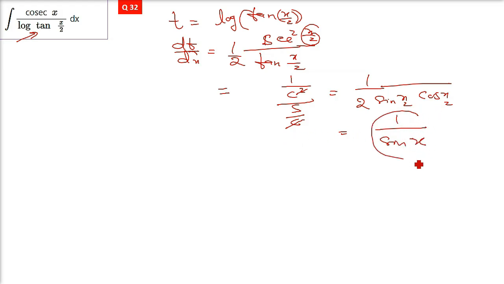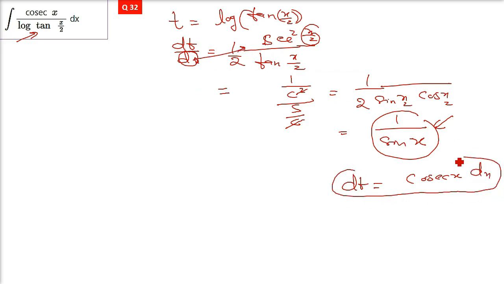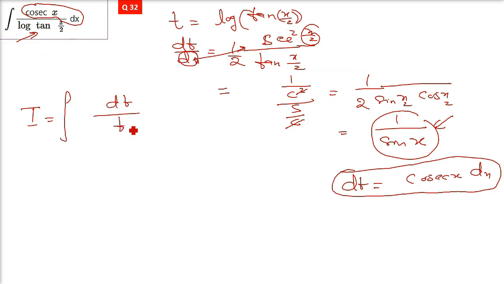Now you need this cosec x in the numerator. So you just take it into the numerator. It will be cosec x. So let me tell you again, 1 by sine x is cosec x. So dt is equal to cosec x dx from here. Now this numerator was already cosec x dx. You can just write dt in place of cosec x dx. So this integration is going to become the integration of dt, since cosec x dx will be dt. The denominator will be log of tan x by 2.